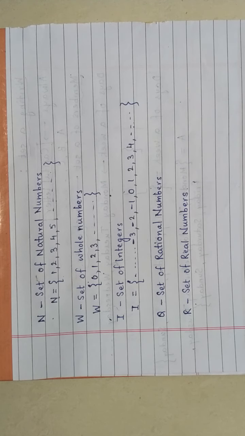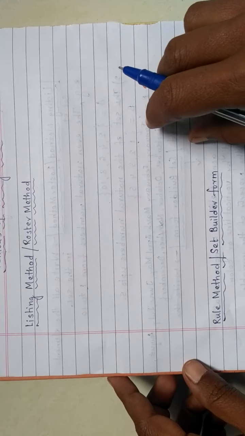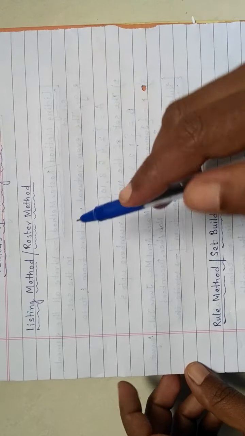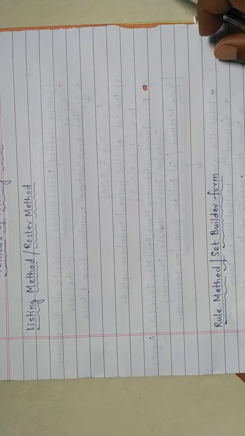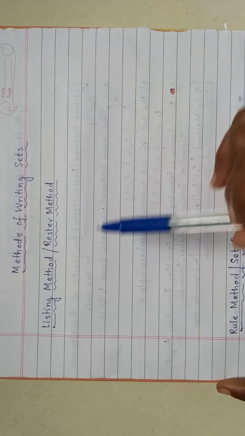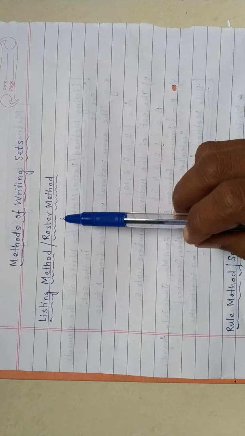Now let's move ahead. Let's see which are the different methods of writing the sets. There are two methods of writing the sets. First is the listing method or roster method, and the second method is the rule method or the set builder form.